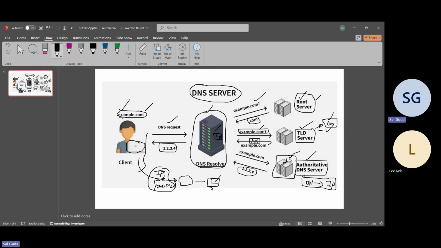Now, all this process is happening within just 10 to 20 milliseconds. It means whenever you're searching for Facebook, within 10 to 20 milliseconds, this process happens in the background and helps take you to the particular website. So that is all happening in real time.